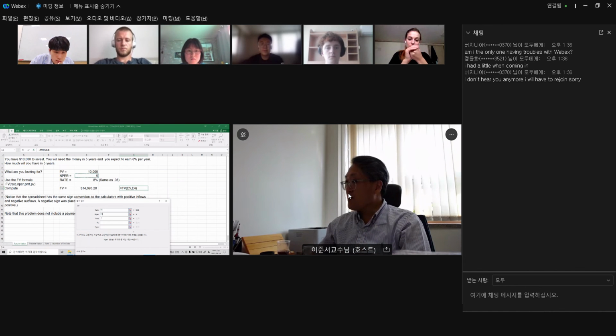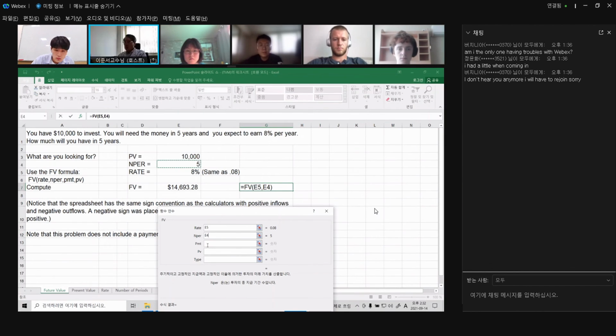Payment, you don't have to think about the payment in this question, because as I told you, you need to consider payment when we talk about annuity. Payment is the equal amount for some specific period, right? The same amount. So you don't have to think about the payment in this question. And present value is $10,000.